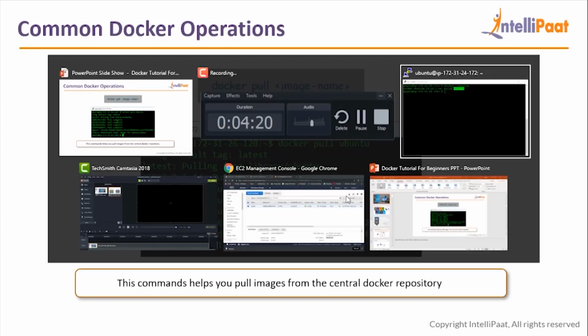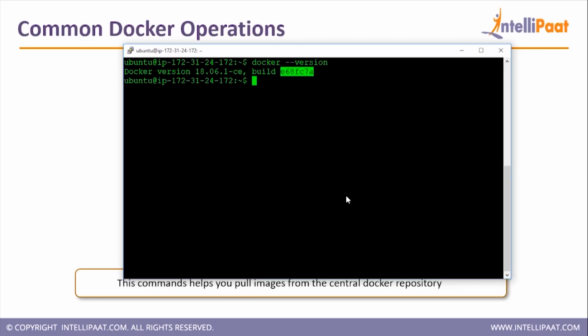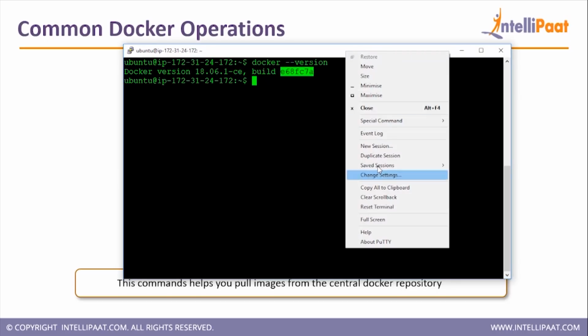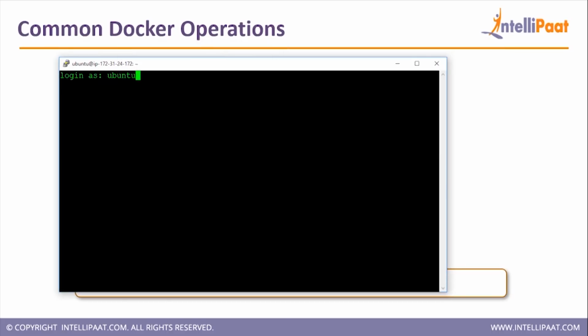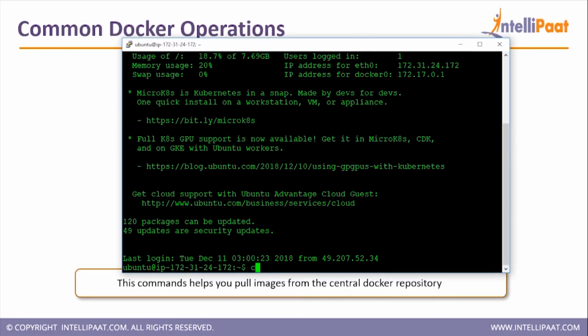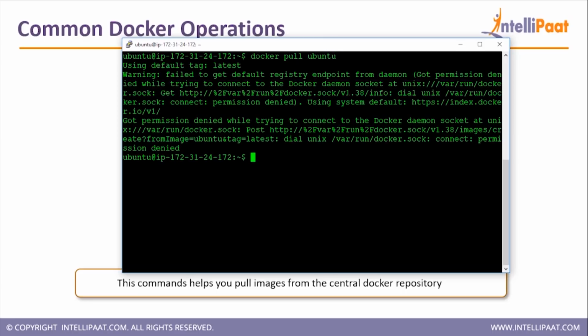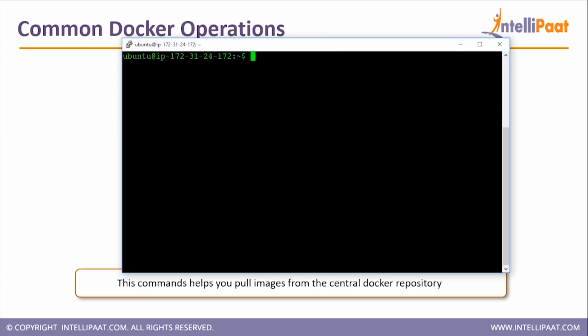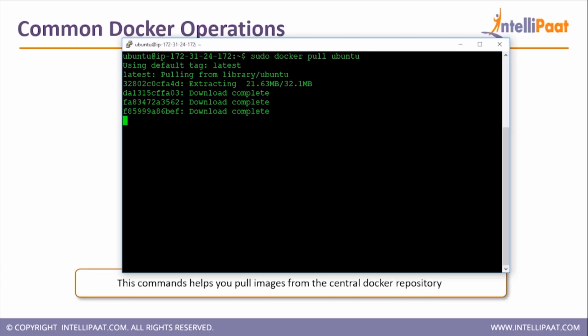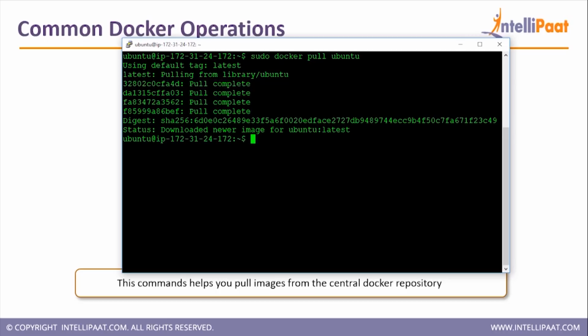So we can also try that out. Let me just clear the screen. All right. We'll type in docker pull and then the image name. This is the image name and we'll hit enter. Sorry about that, I forgot to use sudo. All right, so sudo docker pull ubuntu, hit enter, and this would download the latest Ubuntu image on your system.